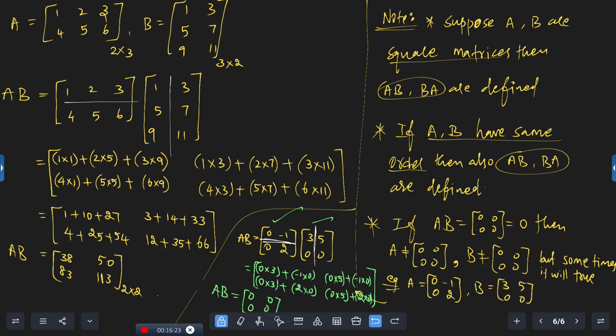Each result is very important in matrix multiplication. Right, that is done. Later we are going to the properties.